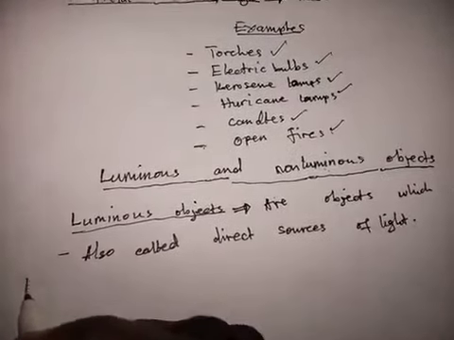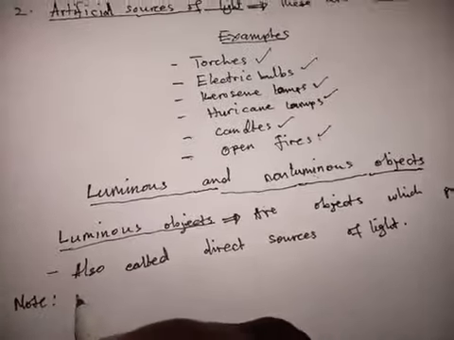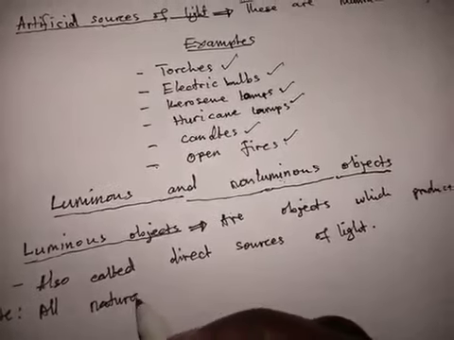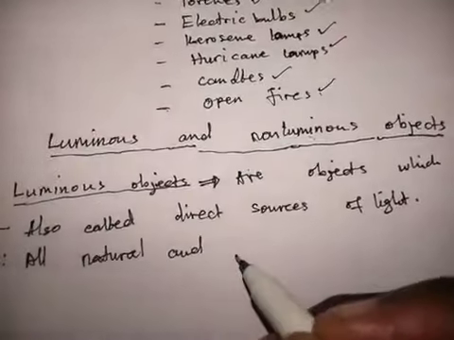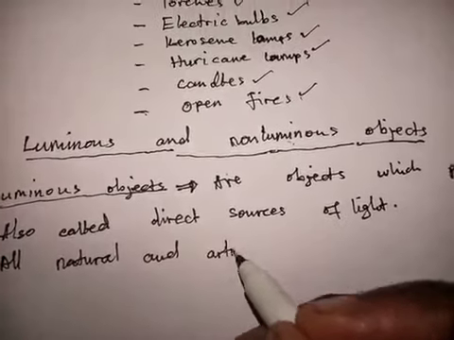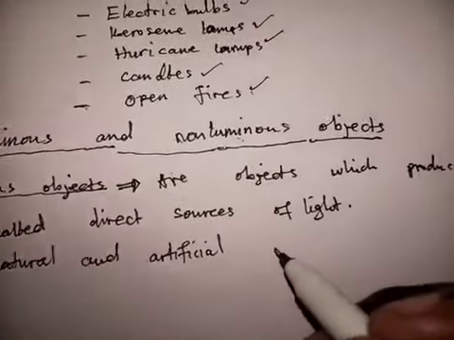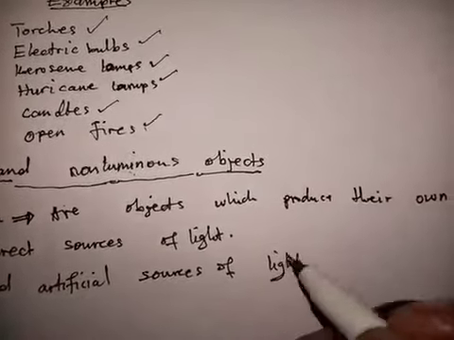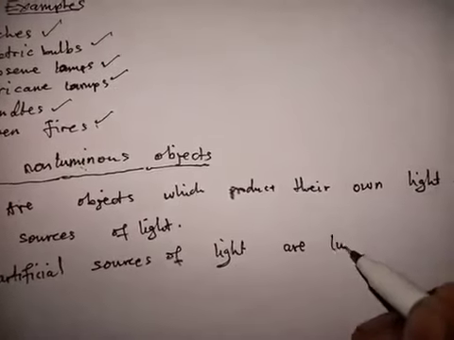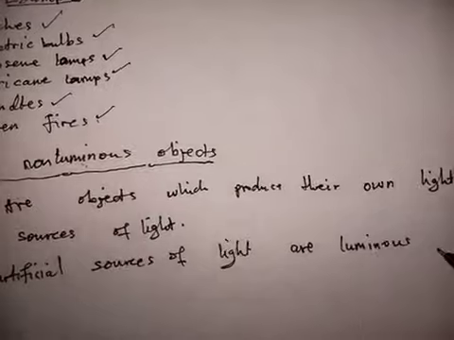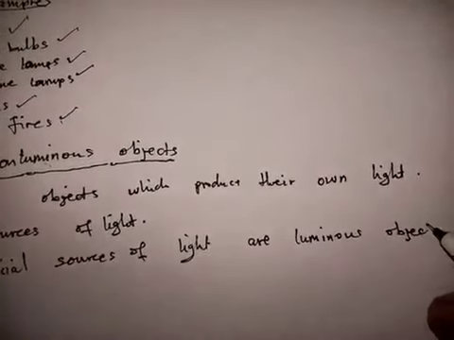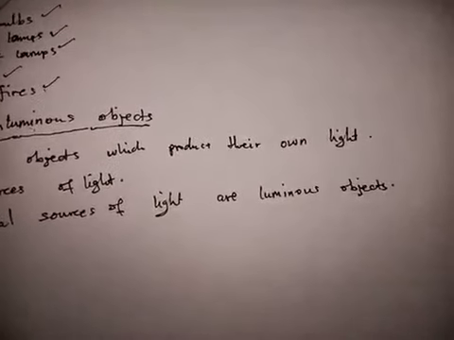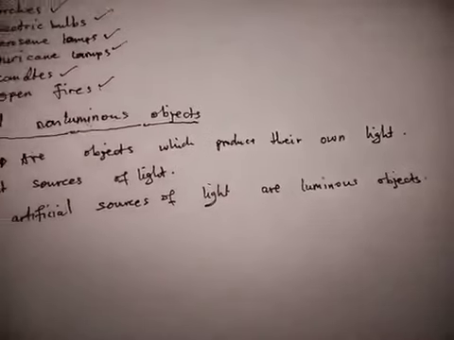So we may have a note: all natural and artificial sources of light are luminous objects. They are all luminous objects.